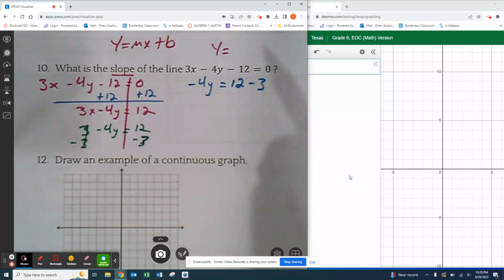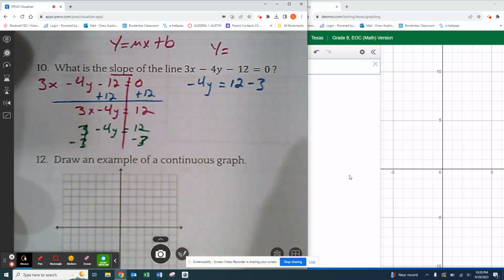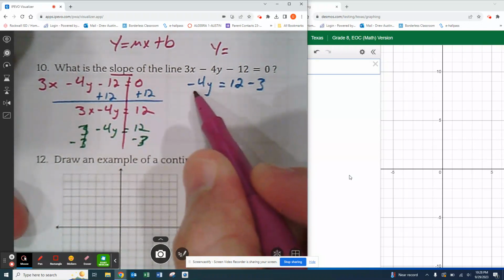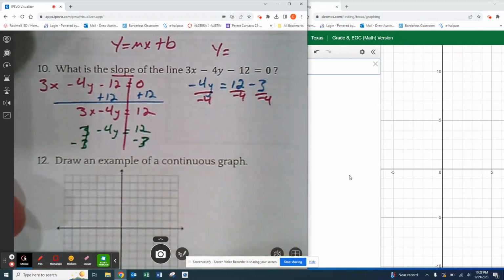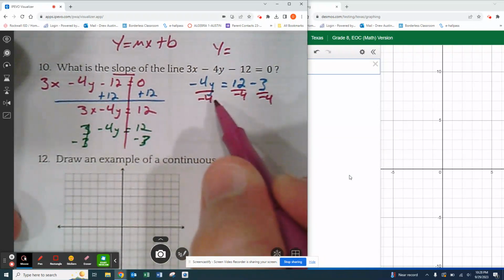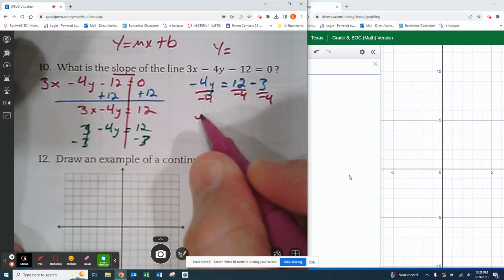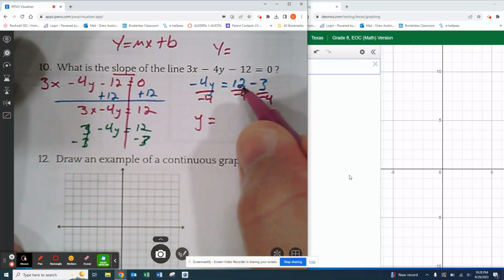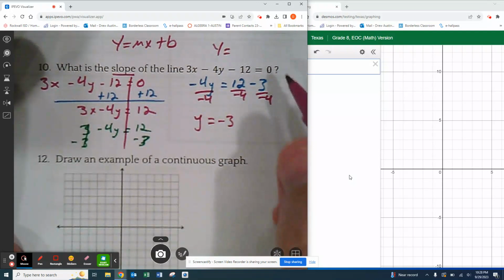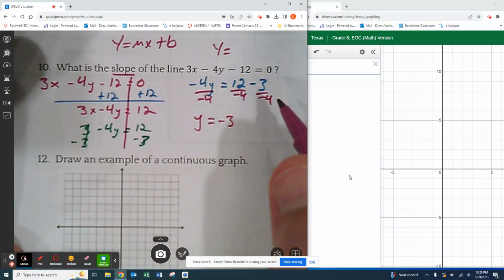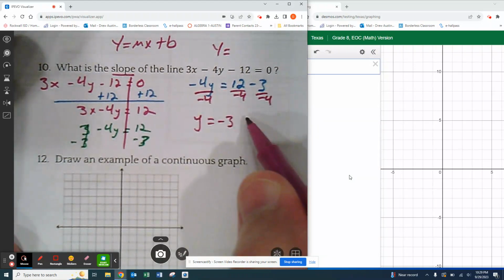I'm not going to do 12 minus 3 and write 9. I'm just going to leave it. And my next step is to divide by negative 4. So I'm going to divide each piece by negative 4. 4 divided by 4 is 1, so I'm left with y. 12 divided by 4 is negative 3. Negative 3 divided by negative 4 is 0.75, but I don't want to deal with the decimal, so I'm going to leave it as a fraction. But it's a negative divided by a negative, so that turns into a positive 3/4.